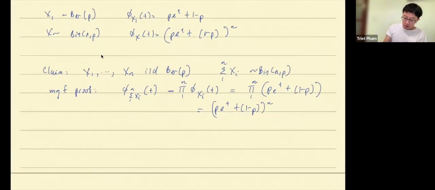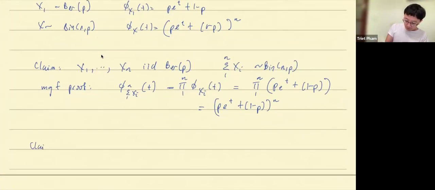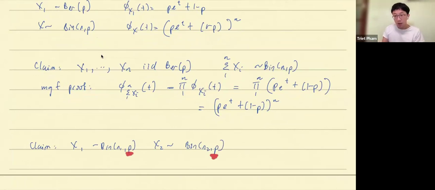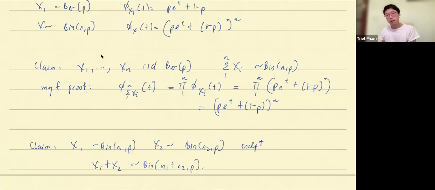Okay, let's do one more. Claim: if you have X1 ~ Binomial(N1, P) and X2 ~ Binomial(N2, P), notice they must have the same success rate, just a different number of trials, and they're independent, then X1 plus X2 will have a Binomial(N1 plus N2, P) distribution.